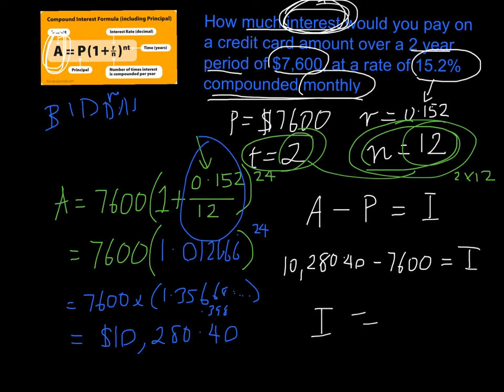So do that on the calculator now. $10,280.40. Take away $7,600. The interest we pay is $2,680.40. The final example: Mr. Benwell purchased his car for $35,000. If it depreciates in value 18% every year, how much is its value now, knowing he purchased it 5 years ago?